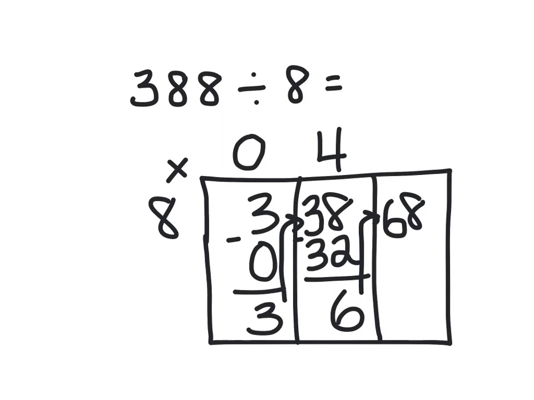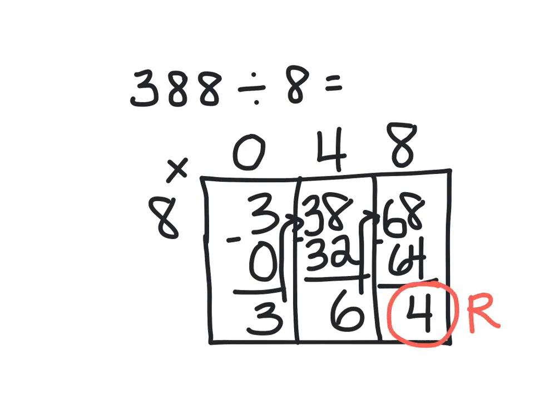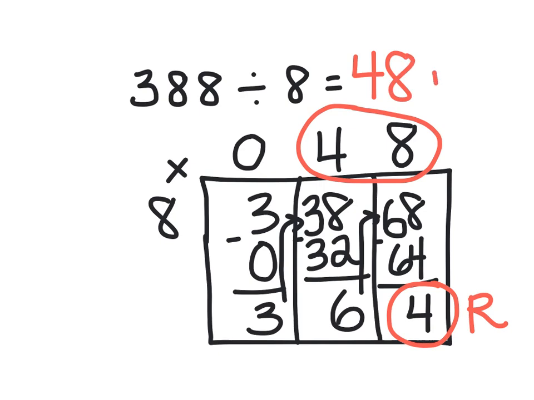And now I have 68. 8 times 8 is 64. 8 times 9 is 72, so that's too big. So I'm going to do 8 times 8, which is 64. We'll subtract. 68 minus 64 is 4. And this would be my remainder, with 48 being my answer. So my answer would be 48, remainder 4. Hopefully you got that one right.